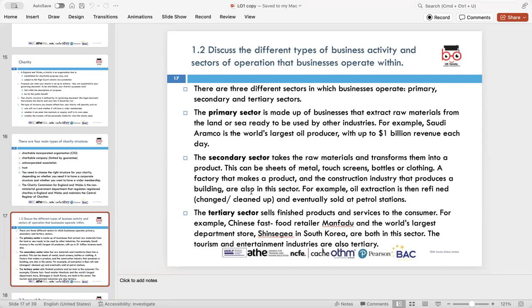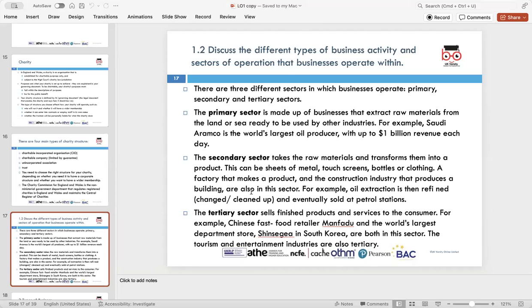The primary sector is comprised of companies that harvest raw materials from the land or sea, which are then prepared for utilization by other industries. As an illustration, Saudi Aramco is the greatest oil producer in the world, and it generates up to $1 billion in revenue every single day.